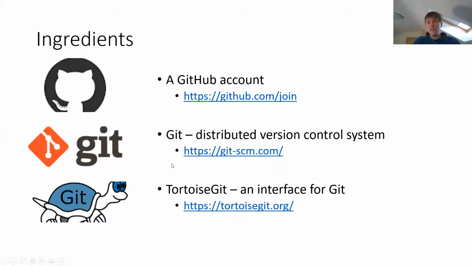I also have Git version control software installed on my computer, and I'm using an interface for Git called TortoiseGit that integrates into Windows context menus. In principle, there are many different GUIs out there, but I prefer using TortoiseGit. Let us start.